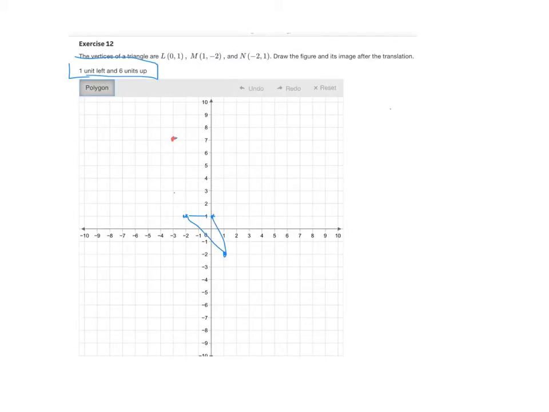Alright. If we take this location and we go 1 to the left and up 6, 1, 2, 3, 4, 5, 6. That one's going to be right here. And then the last one, we're going to take this spot, 1 to the left, up 1, 2, 3, 4, 5, 6. And that's going to be right there.